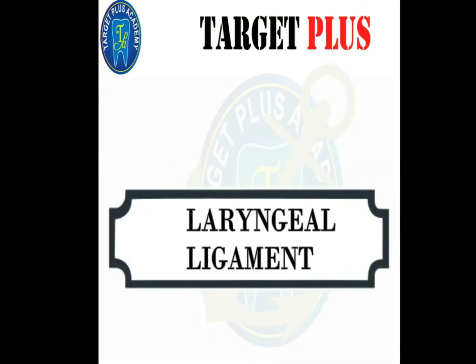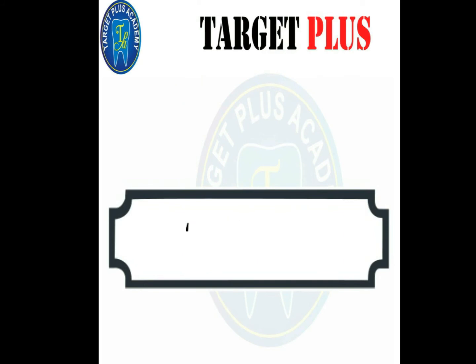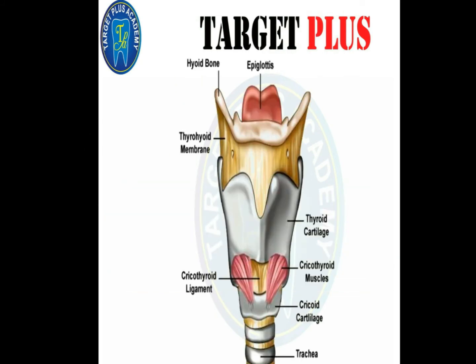Now let us discuss the laryngeal ligaments and the membrane. They can be extrinsic or intrinsic. First comes the extrinsic. The first is the thyrohyoid membrane. The thyrohyoid membrane itself represents two names, thyroid and hyoid bone. So it connects the thyroid cartilage to the hyoid bone.